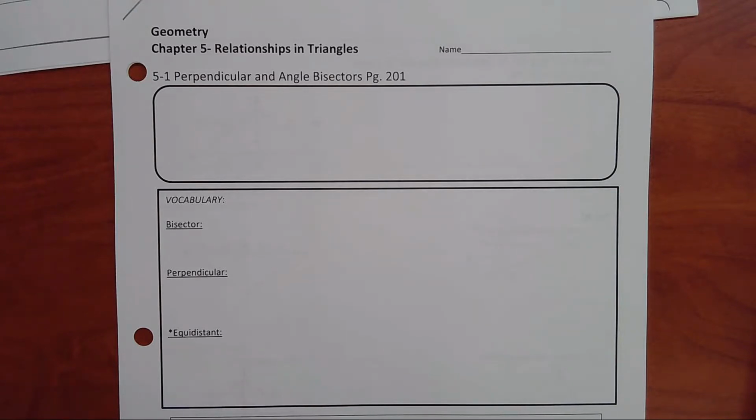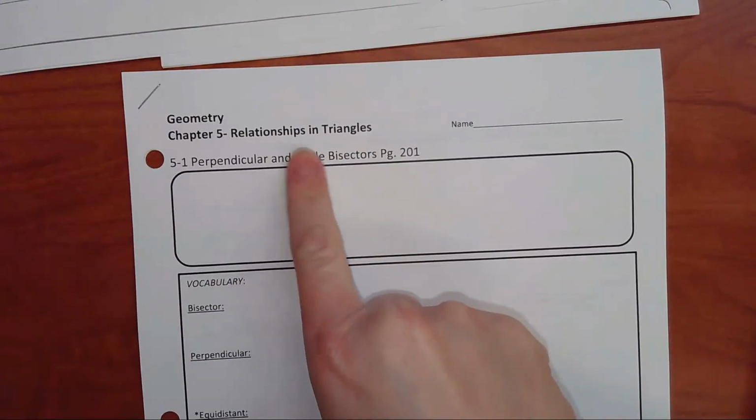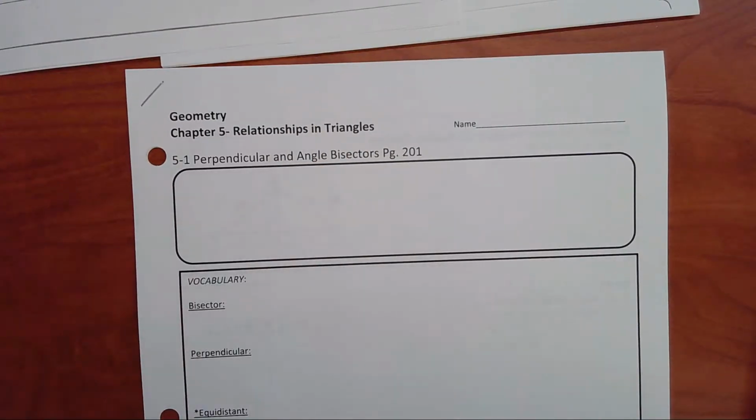So we're starting out with different relationships in triangles because we just got done talking about triangles. So we're going to keep that train rolling, and we're going to talk about different lines that you may see in a triangle.